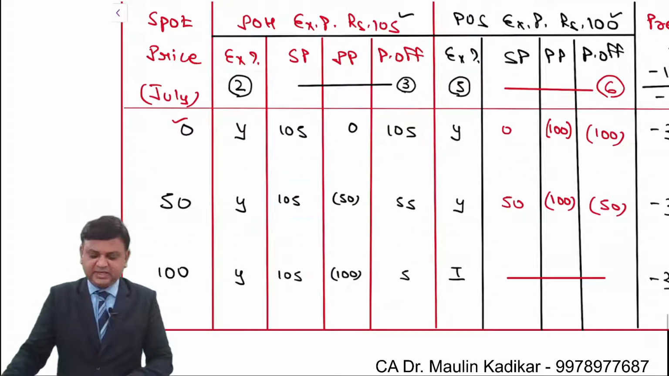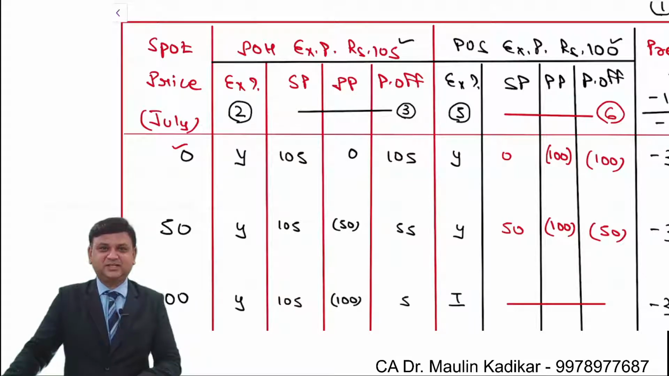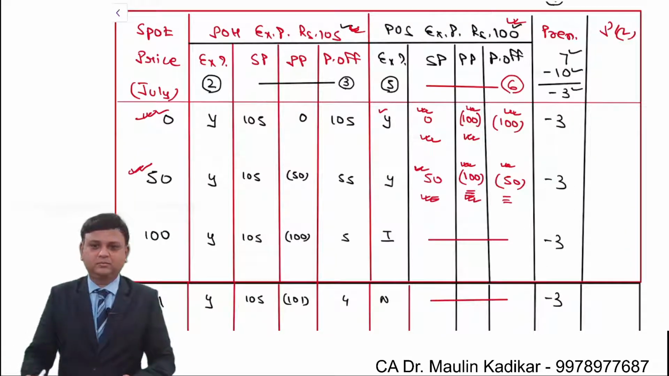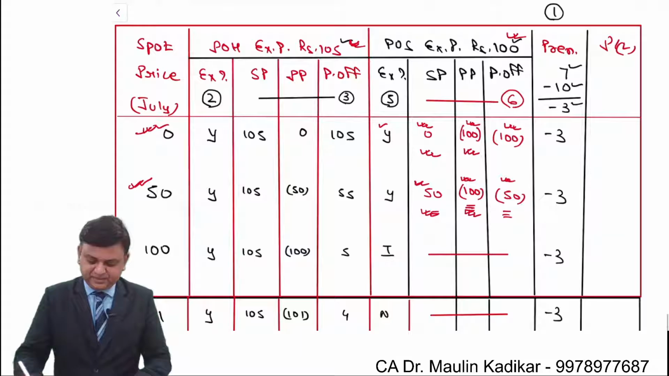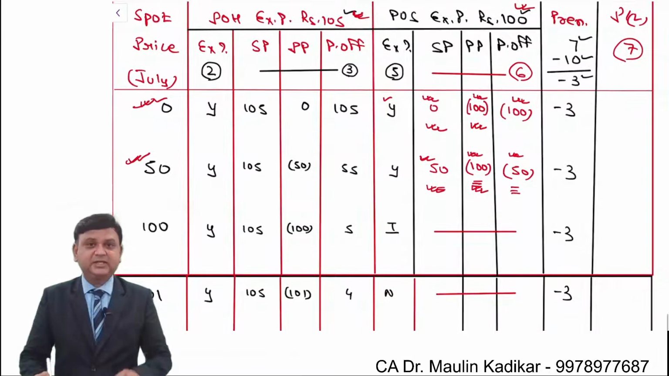Why? Because in the remaining cases, he does not exercise his right. Now the last step, step number 7, that is the profit or loss. Let us understand how to answer in that case.